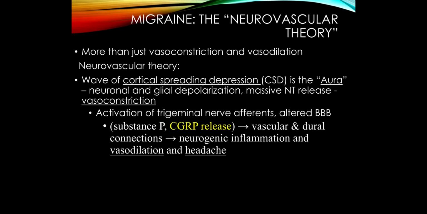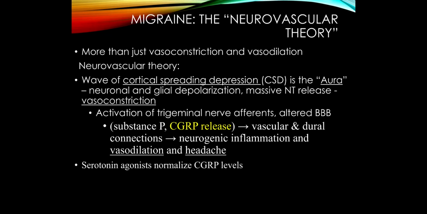And so the trigeminal vascular connections here cause dysfunction in the dura, contributes to the leaky blood-brain barrier, and so we get what's called neurogenic inflammation, and now this is the vasodilation that occurs. But again, that's an epiphenomenon of everything else related to cortical spreading depression, activation of trigeminal nerve afferents. But during the vasodilation phase is when the patient complains of a severe headache.